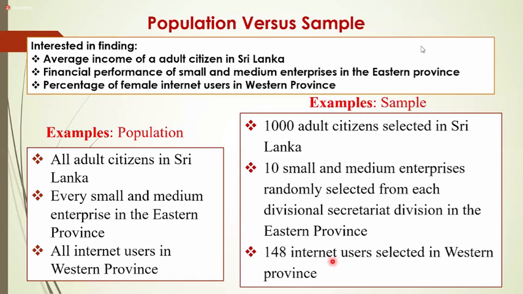So this is the method. If we have an interest of study, then based on the interest of study, you have to know how you can define a population and how you can define a sample. Right? Did you get the understanding of how you can differentiate the population and sample?